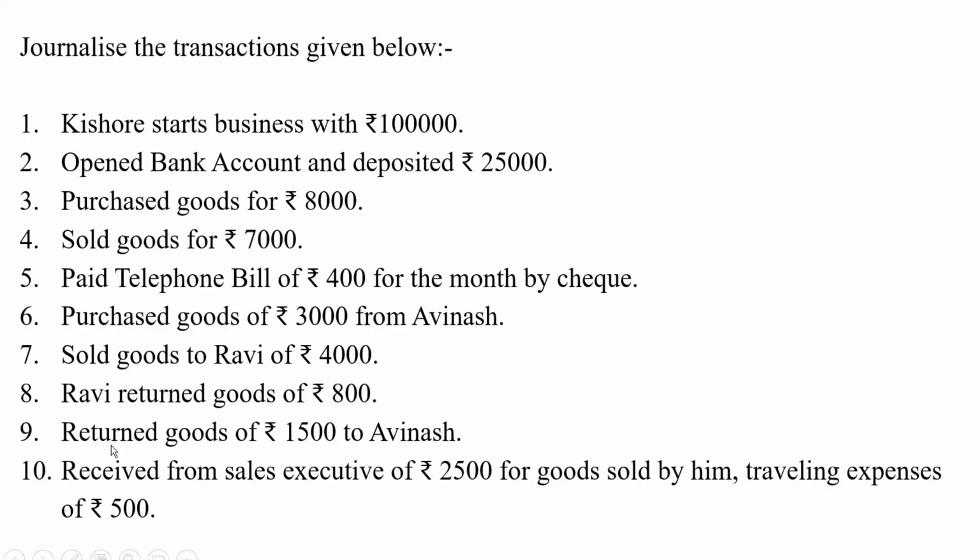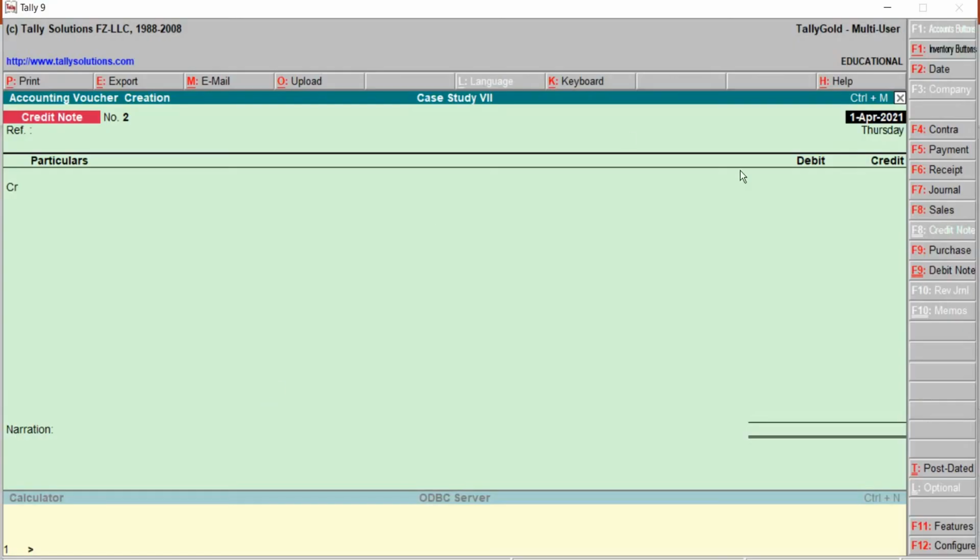The next one is returned goods of rupees 1,500 to Avinash. Right. This is purchase returns. This has to be recorded under the voucher debit note voucher. Let's see this particular recording. Right hand side debit note. Just click on this one. I think so all can see the mouse pointer or Control F9. Just click on this one.